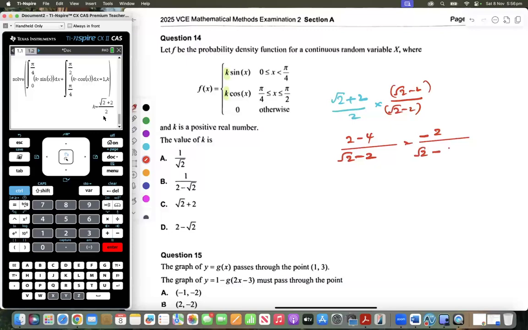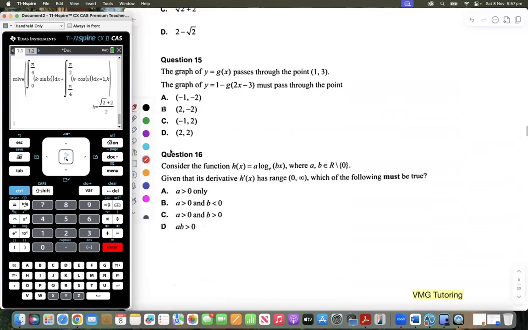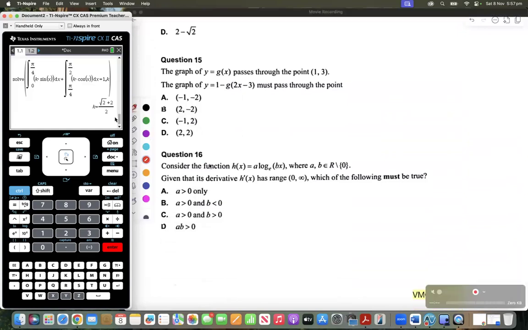which is negative 2 over root 2 minus 2. If I change the sign, which is 2 over, sorry, this 2 is cancelled out with this 2. I forgot. This is 2. There's one more 2 cancelled out. So then this 2 is not there anymore. So it's 1. So 2 minus root 2 is the answer. Answer B. Correct. Okay. Question 15.